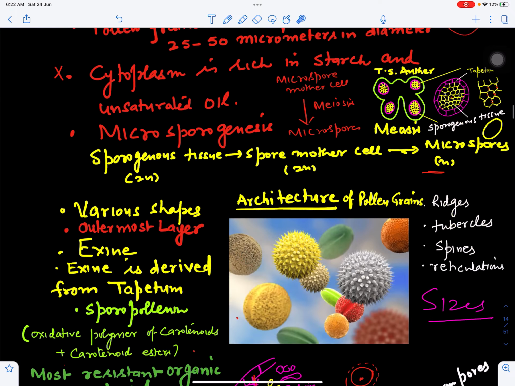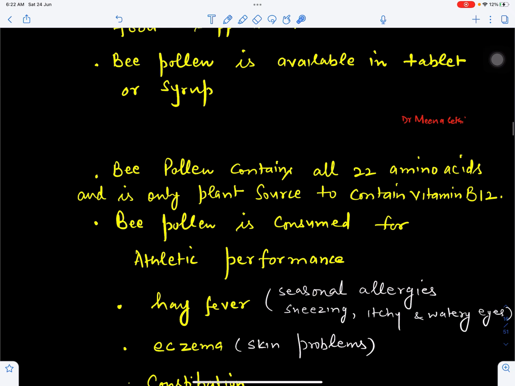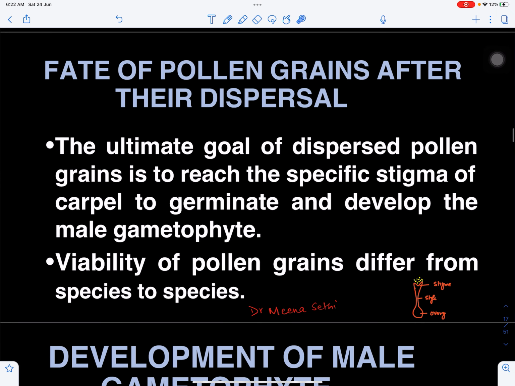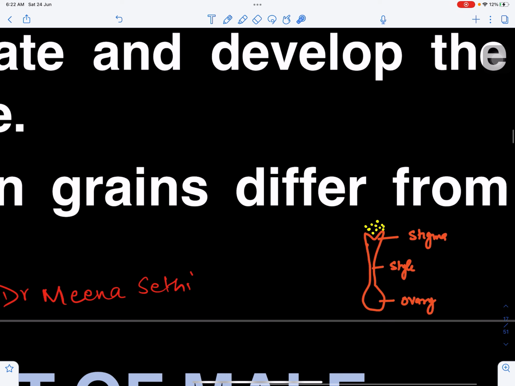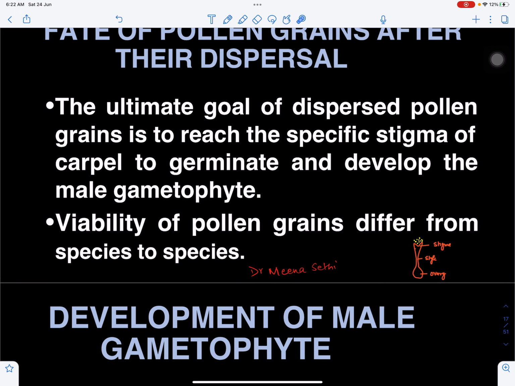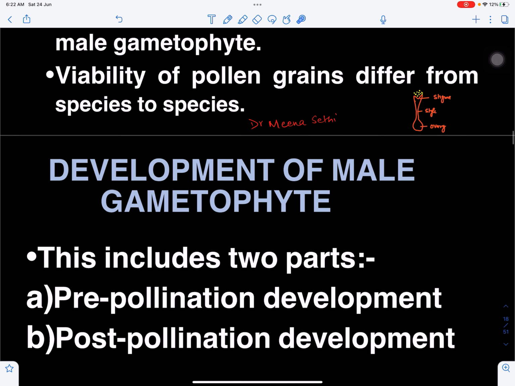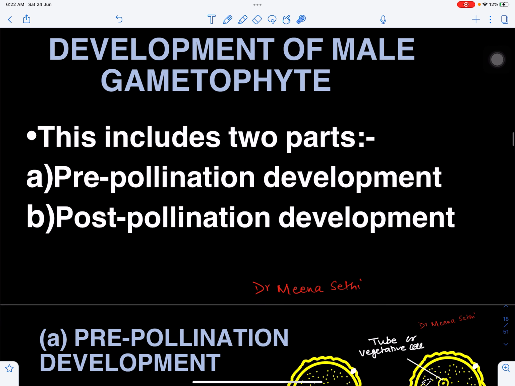Now, this pollen grain, when it is released after pollination, may fall on the stigma after its dispersal, and on the stigma this will germinate. I mean, this is the female part, this is ovary, style and stigma, and this is the pollen grain which has fallen over the stigma, and then here it will germinate to form the male gametophyte, right? How long pollen grains remain viable after their release also varies from species to species. Now we'll discuss the development of the male gametophyte.